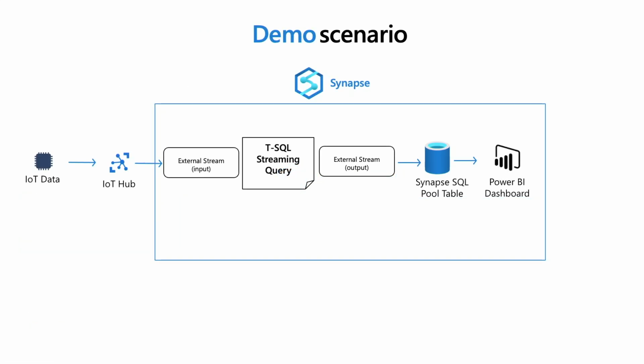I'm going to walk you through a demo in order to show this to you. I'm getting some data which is coming from a connected factory. I'm having this data come in through an IoT hub. It could also have been an event hub. This data is coming as an external stream, which is a new concept that I'm going to show you in the demo. I'm going to run my T-SQL streaming query on top of this and write the data to an output stream, which is a Synapse SQL pool table. And then my BI report will be running off the Synapse SQL pool table, which you will see in a BI dashboard. So let me jump into the demo right now.